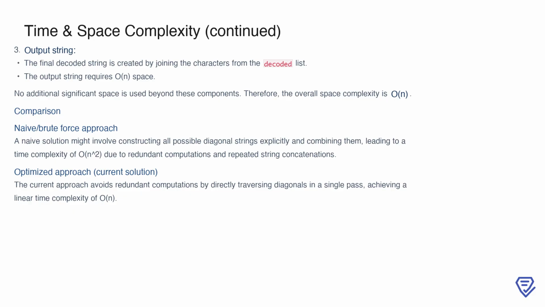To put this into perspective, a naive or brute force approach might involve explicitly constructing all possible diagonal strings and combining them, which would result in a time complexity of O(n squared), due to redundant computations and repeated string concatenations. The optimized approach we've implemented avoids these inefficiencies by directly traversing each diagonal in a single pass, resulting in a linear time complexity of O(n).